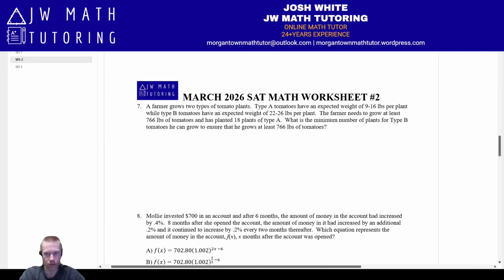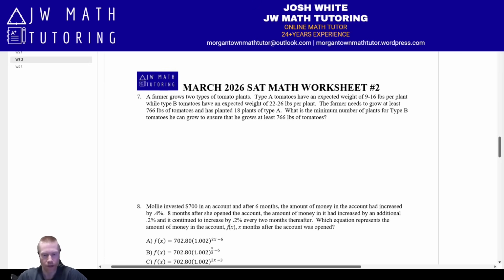Okay, top of the next page, question number 7. Here you have one where you basically have two different types of things. In this case, it was tomato plants. One of them had weight ranges of 9 to 16 pounds. The other one had weight ranges of 22 to 26 pounds. You're told the farmer wants to grow at least 766 pounds of tomatoes, and he has planted 18 plants of type A. What's the minimum number of plants for the other type he can grow to make sure he gets at least 766 pounds?